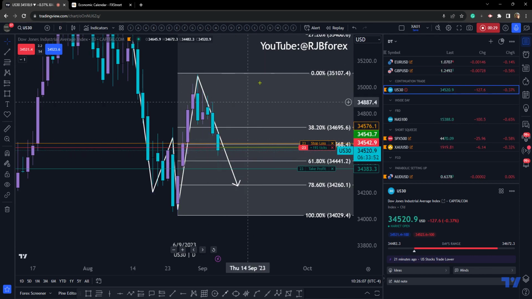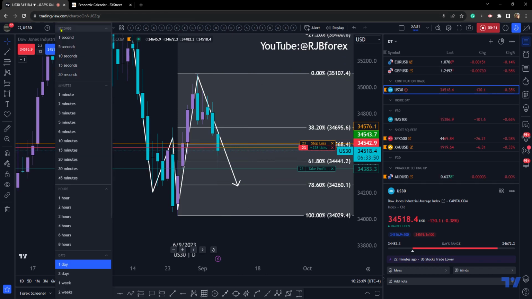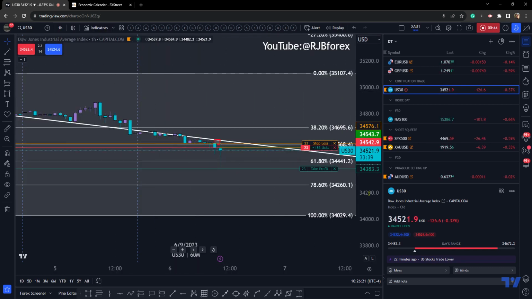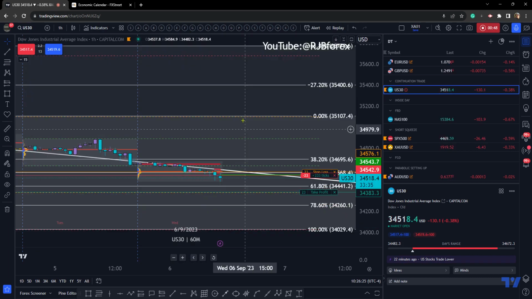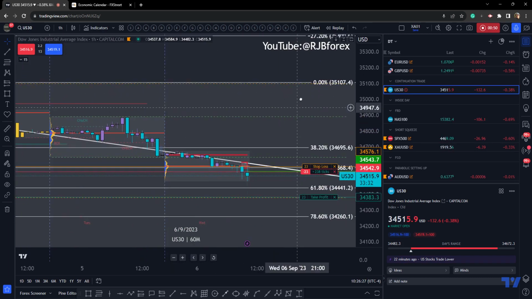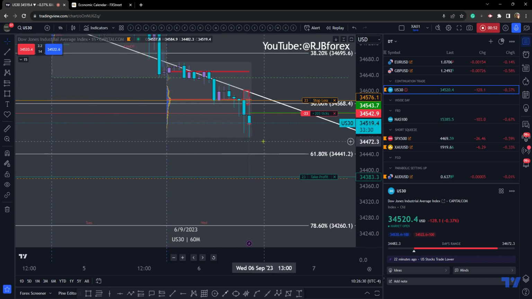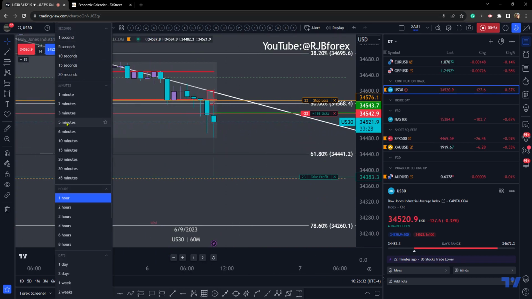Now, what's happened on the back of that data is that, well, first of all, I've put my target slightly below the 61.8. I'm targeting this sort of gap area. Right, okay, so the data, what happened was we got traders trapped.